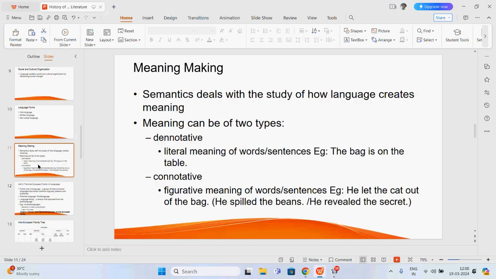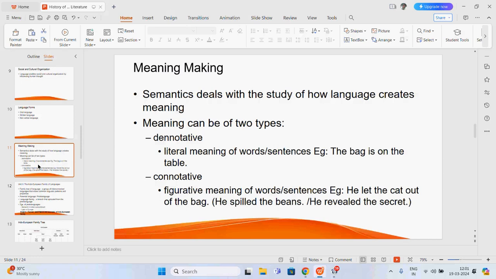So let us quickly look at the slide once again because it is important. If we look at language as creating meaning, we should know that it is semantics which deals with the study of how language creates meaning. Meaning making or meaning can be of two types, one denotative, the other connotative. Denotative meaning of language has only one straightforward meaning. It is the literal meaning of the words, phrases, sentences used.